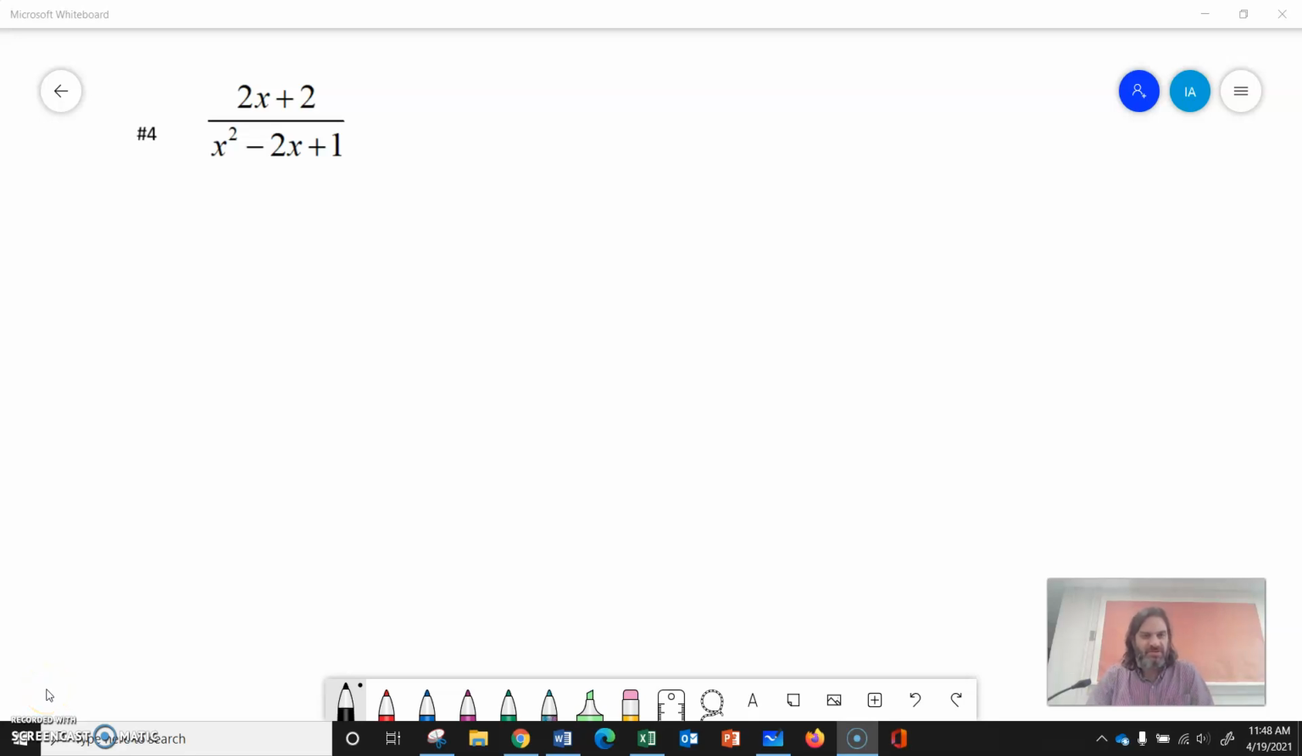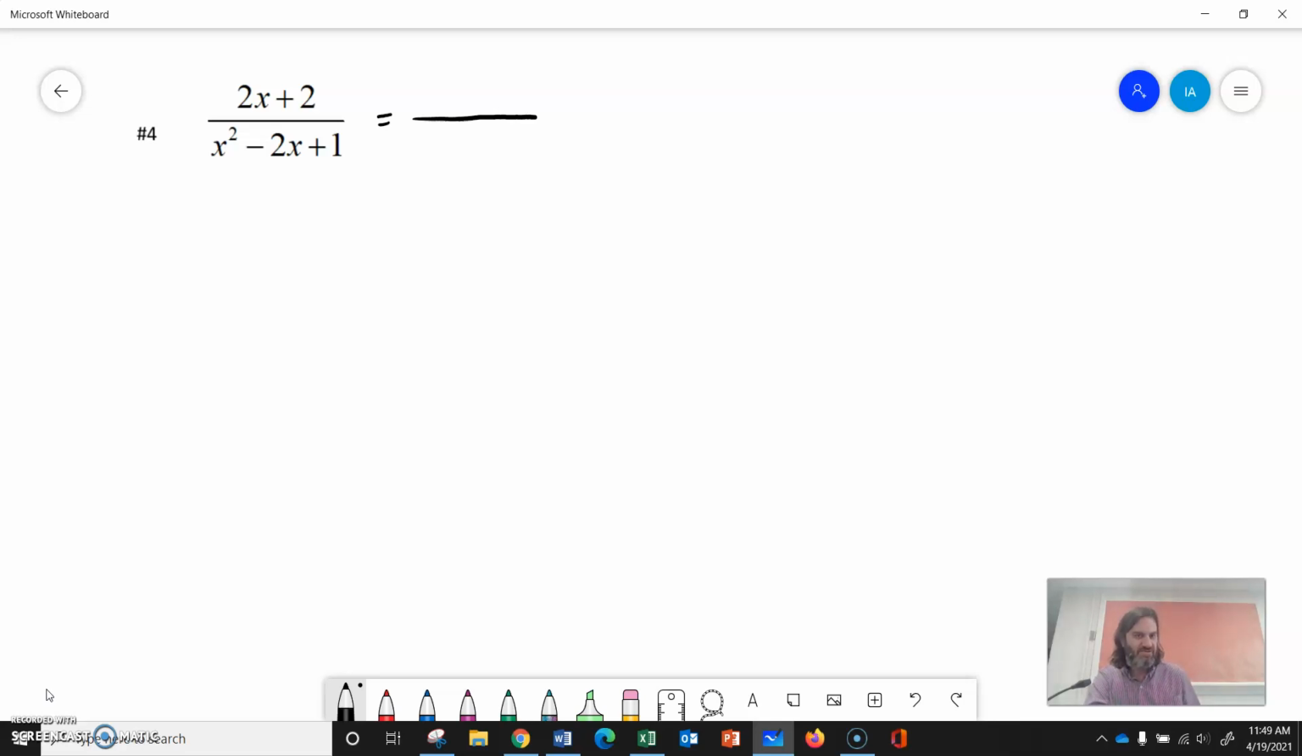Alright, we want to do a partial fraction technique on the fraction numerator 2x plus 2, denominator x squared minus 2x plus 1. So the first thing is to make sure it's a proper fraction. The degree of the denominator is 2, degree of the numerator is 1, so it is. The next thing is to factor the denominator completely.